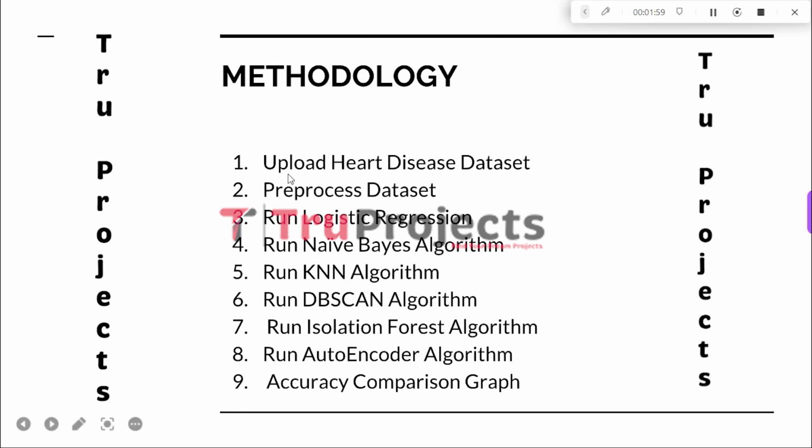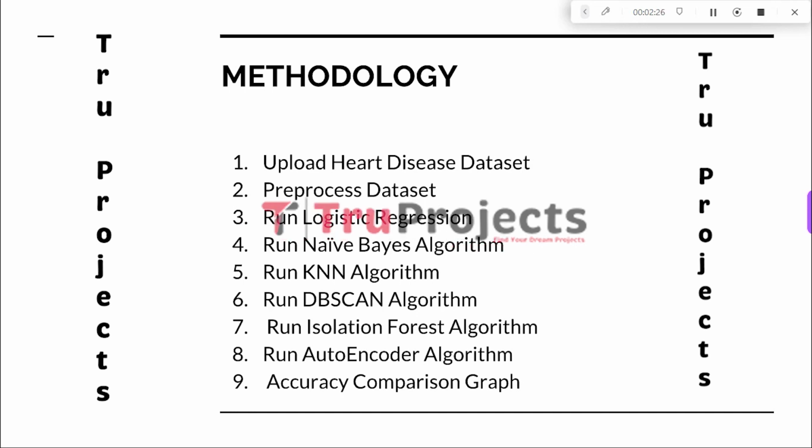The first module is upload the heart disease dataset. This module involves uploading the heart disease dataset to the application for further processing and analysis. The second module is pre-process the dataset. The dataset is pre-processed in this module, which includes handling the missing values, normalizing the features, and potentially performing feature selection or engineering to prepare the data for training the machine learning models.